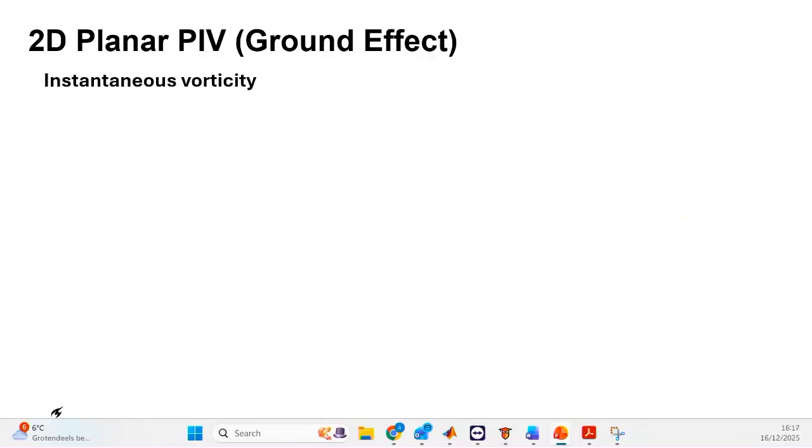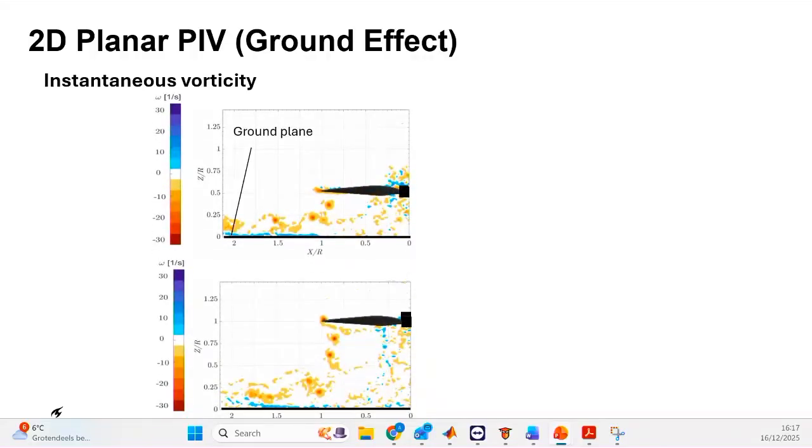Okay, so here we use the instantaneous vorticity distribution to characterize the ground effect, because in this way we can see how the flow interacts with the ground through the boundary layers and also the vortex-wall interaction. So here I include some videos. In both cases, these results are only for a single propeller at two different distances.